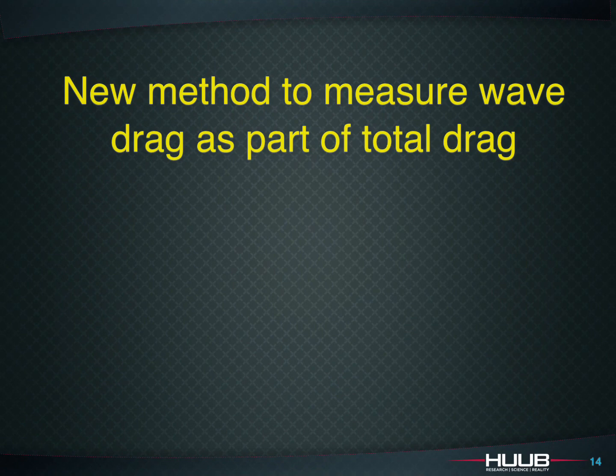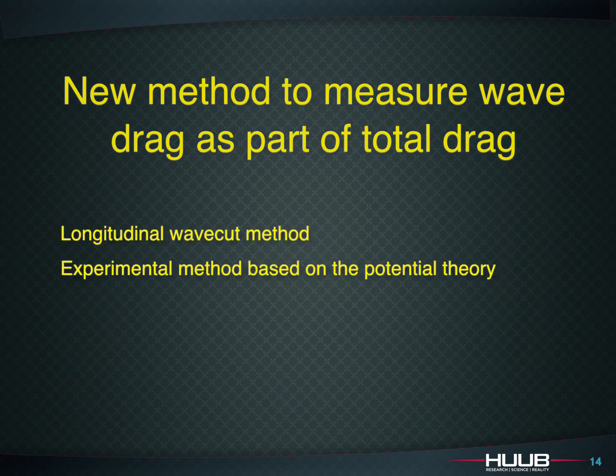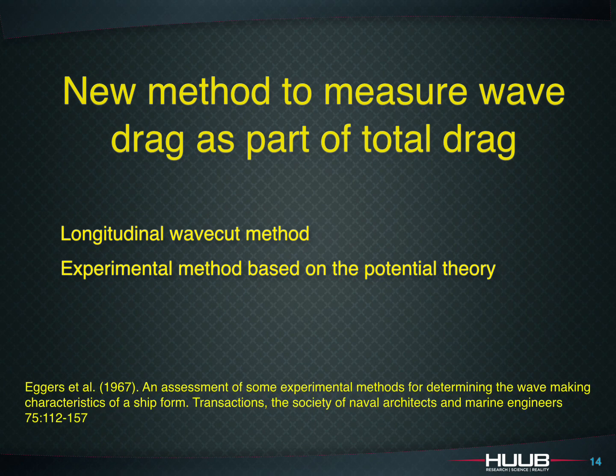And we got help from our friends from the Technical University in Delft, also in the Netherlands, who came up with the so-called longitudinal wavecut method. This is an experimental method based on the potential theory, and the theory is detailed in a paper published by Mr. Eggers in 1967. In Delft, they do a lot of shipbuilding research, and they developed this method to determine how much wave drag is part of total drag for ships.